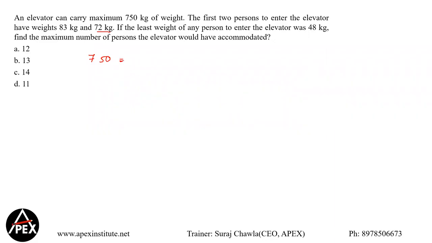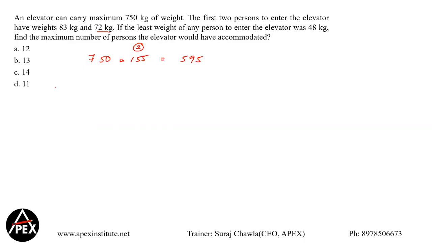out of that, 750 minus 155 is gone. So, I already have two people available. So 750 minus 155 is 595. If the least weight of any person in the elevator can be 48, find the maximum number of people that the elevator could have accommodated.